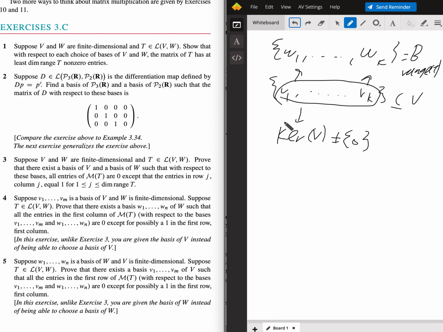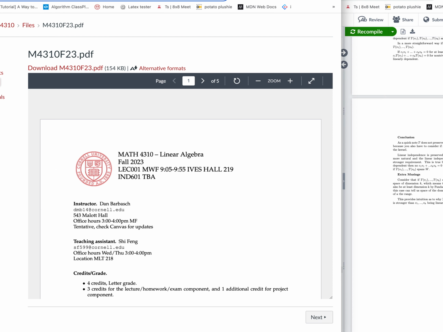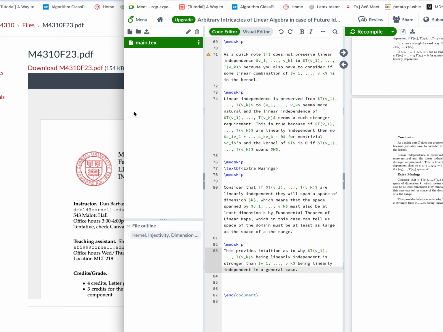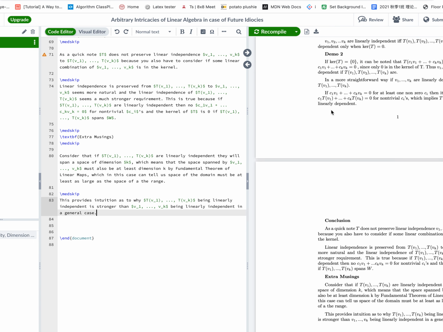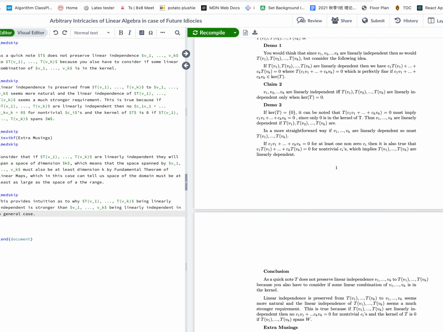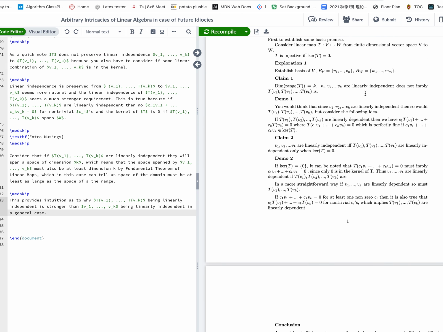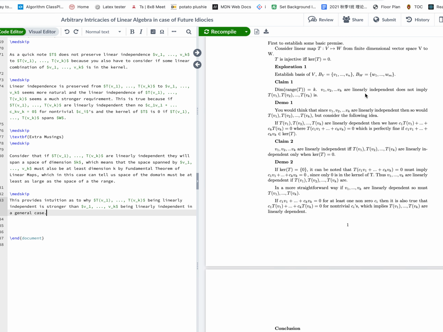So in fact, I think I've actually written a document detailing this exact scenario, but I have already forgotten it, so I need to check back. So let's say you have a basis in V and a basis in W, and you're mapping from V to W.